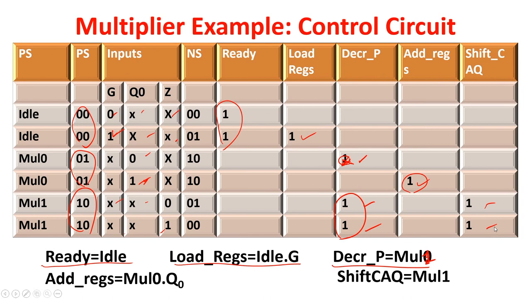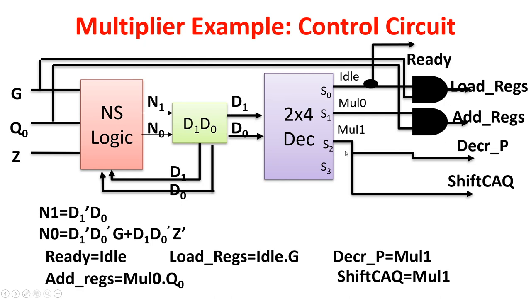If you are in state MUL1, then this happens. This is MUL1. Shifting happens in MUL1. Add register happens if you are in state MUL0 and Q0 is equal to 1. This is Q0 is equal to 1. So, this thing is not required. And this is correctly mentioned here.